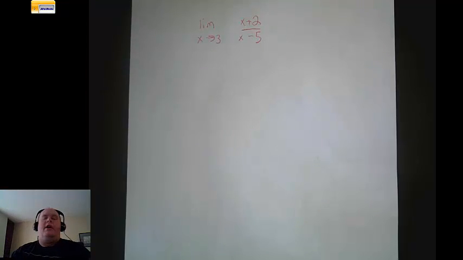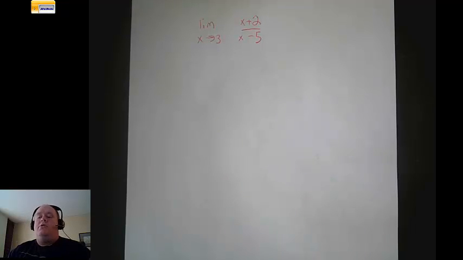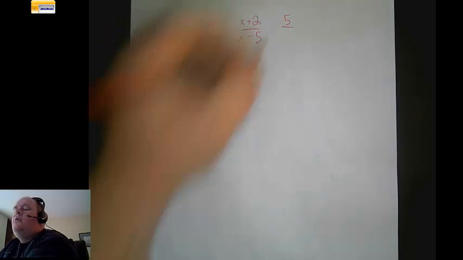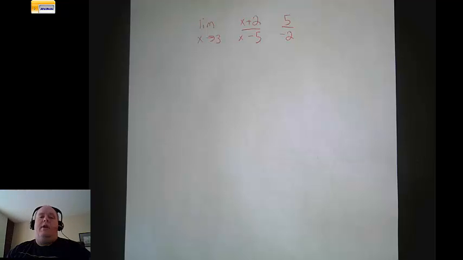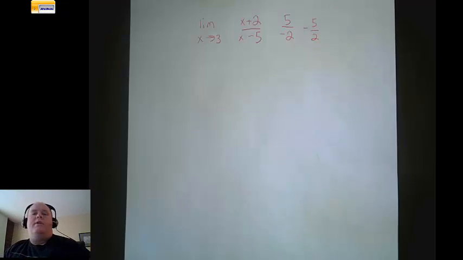So first thing we always try is we just try to plug in whatever value x is approaching, in this case 3. So if we substitute in 3 in the numerator, we obviously get 5. If I do the same thing on the bottom, 3 minus 5 is negative 2. And notice 5 over negative 2 we can simplify to negative 5 halves. There's no more we can do to simplify that. So that is our answer.